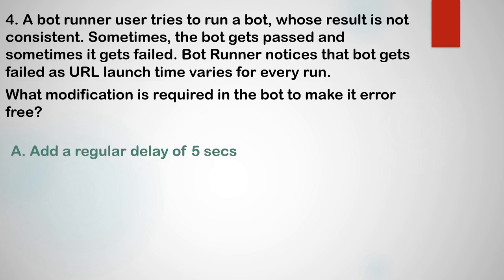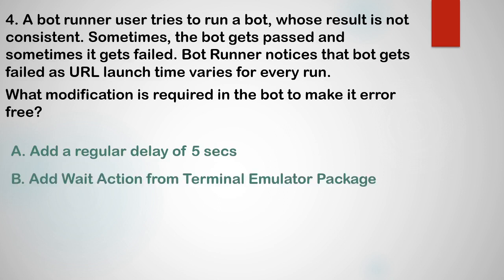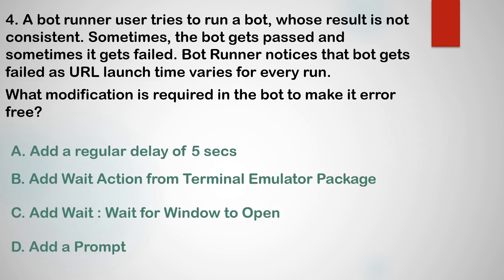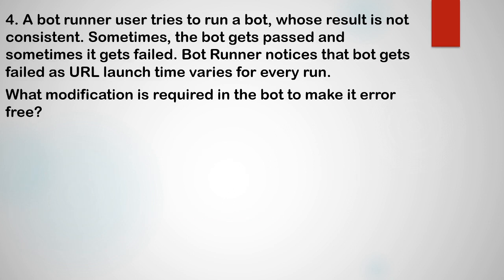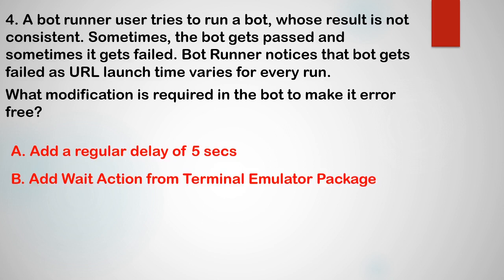Add a regular delay of 5 seconds. Add a wait action from the terminal emulator package. Add a wait for window to open. And add a prompt. Now if we try to analyze the options here, the first option, add a regular delay of 5 seconds, is incorrect as we are not aware of the launch time required to launch the URL. Now the next option, add a wait action from the terminal emulator package, is also incorrect since the actions from this package are used to access and control operations on a remote machine.